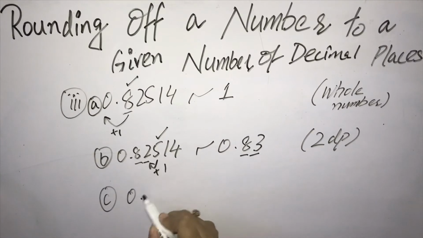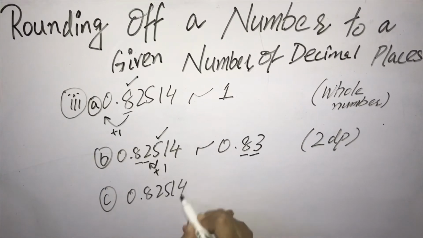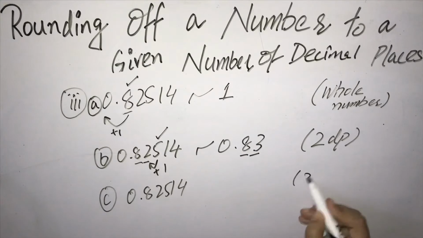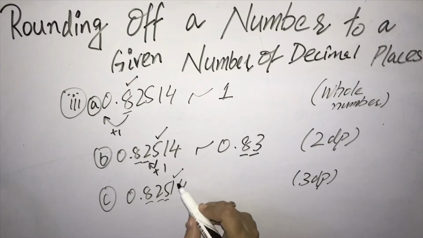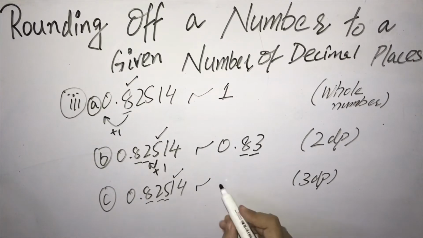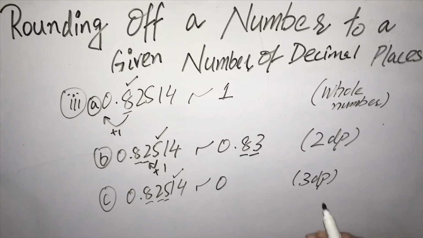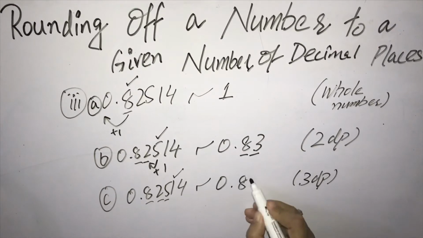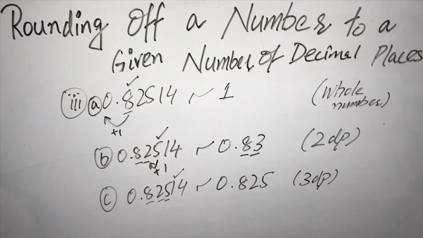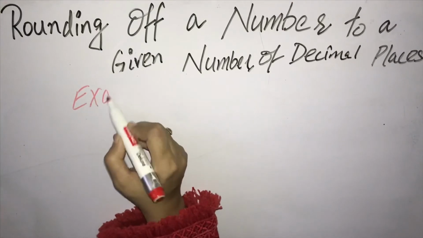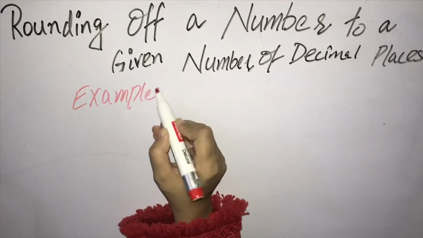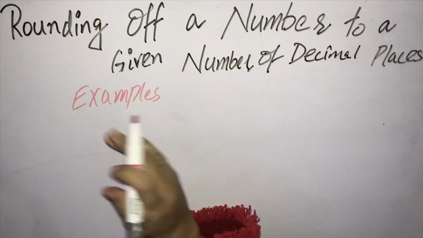If I have to convert this number to 3 decimal places, now I shall select 3 numbers, check this one, which is the fourth one, as it is less than 5. So my answer in 3 decimal places or 3 dp answer will be 0.825. Few more examples, just to clear the concept.